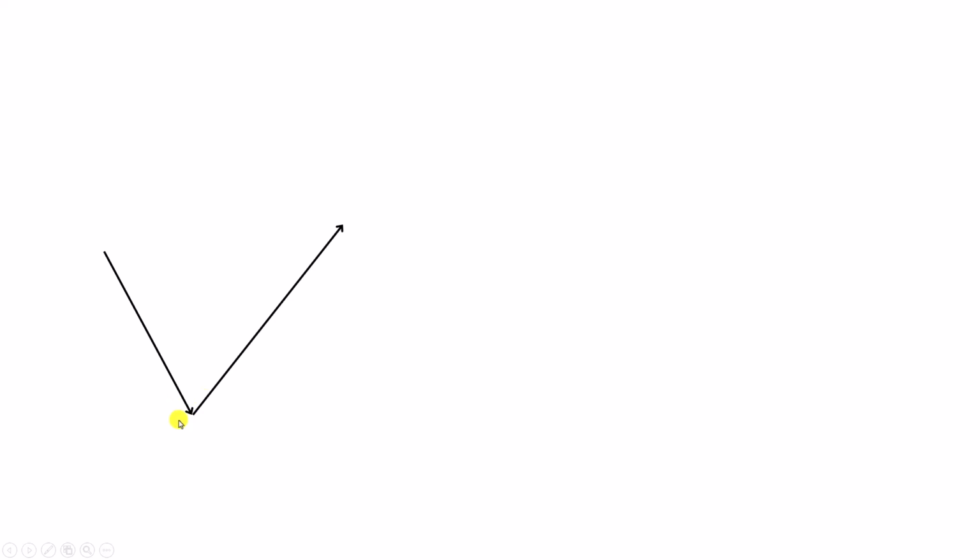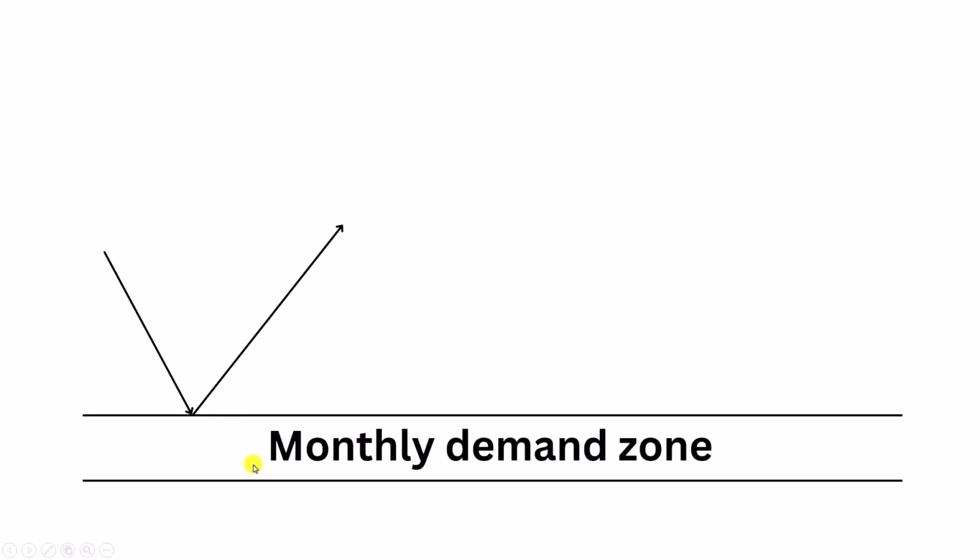Now, when this happens, we check if all the things that we have learned till now are being satisfied. And if yes, we mark a zone here. Let us say that this is the monthly demand zone. Now, if the price comes back to this level once again, do we take an entry here or do we enter the trade here?